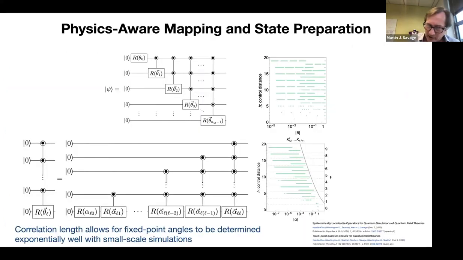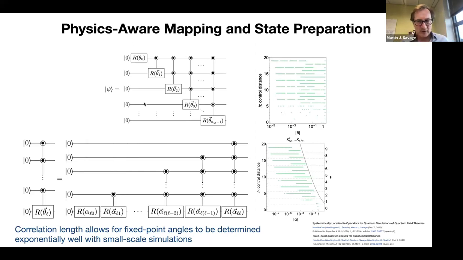So in 2019, Natalie Klco and I, Natalie's now an assistant professor at Duke University, were looking at the vacuum of scalar field theory and trying to implement this, basically a physics-aware mapping and sets of operations to prepare the vacuum. And this upper circuit that I have on the upper left corresponds to the most general quantum circuit required to create a real wave function on n qubits. These just correspond to control projections, either projecting to zero or projecting to one. So firstly, on theta zero, you want to have a rotation angle. The next one you have two possible rotation angles corresponding to a projection zero, one. The next one's zero, zero, zero, one, one, zero, one, one, and so forth.